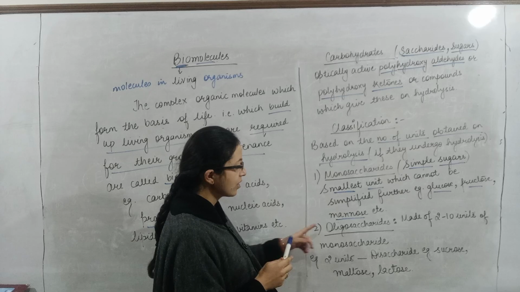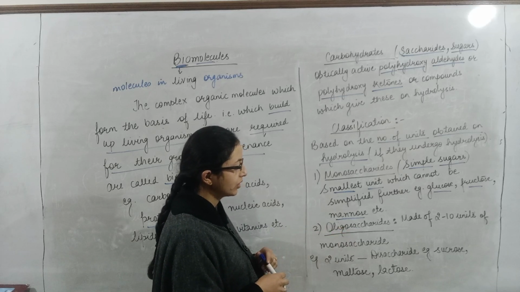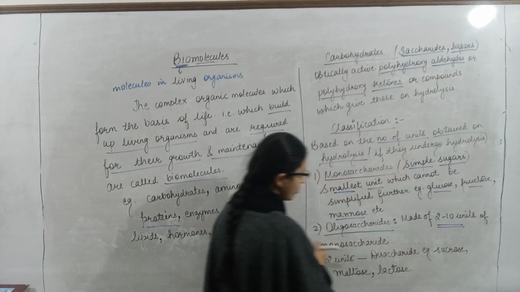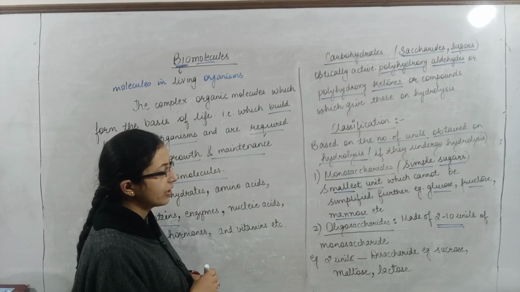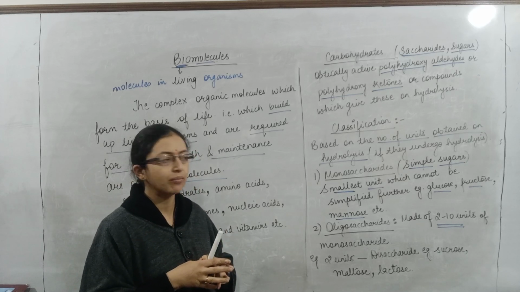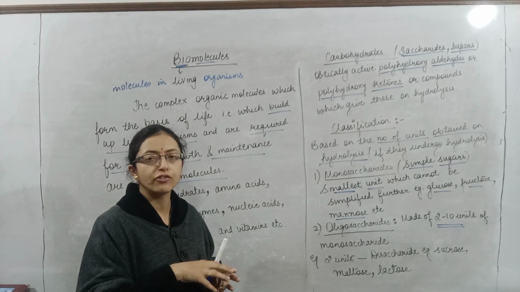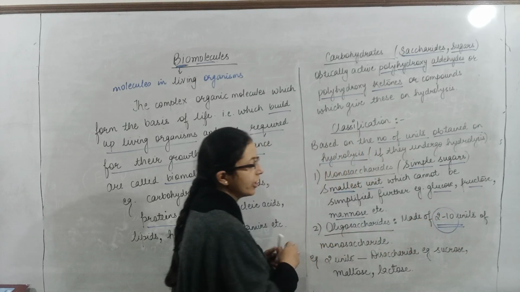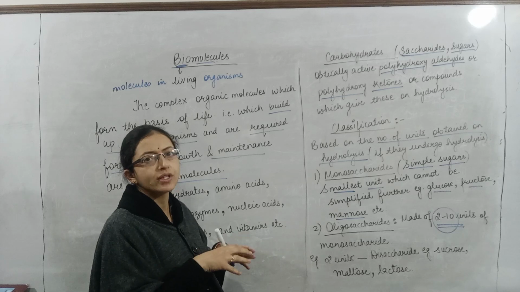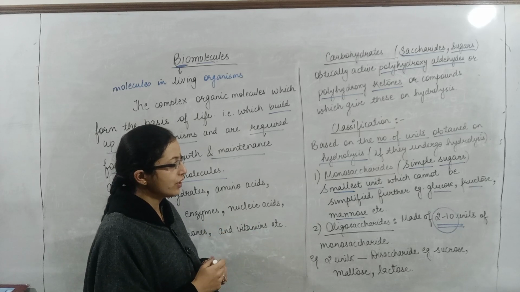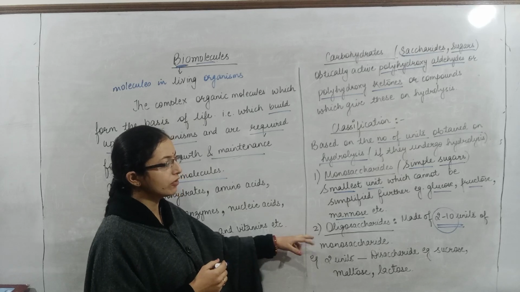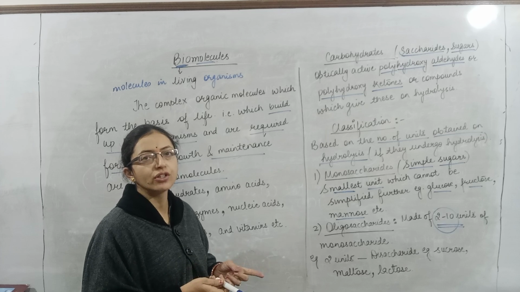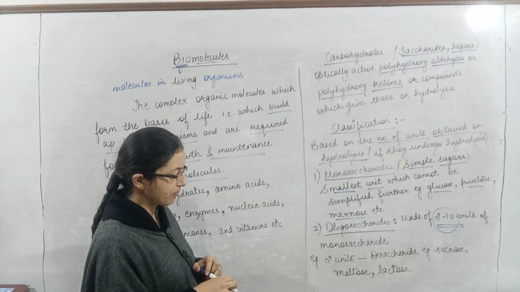Then the second type is oligosaccharides. Now these are made up of 2 to 10 units of monosaccharide. ठीक है? And because they are made up of 2 to 10 monosaccharide units, when hydrolyzed, they will break down, giving 2 to 10 units of monosaccharide units. Right? जितने यूनिट से बना होता है हाइड्रोलिसिस पे उतना ही यूनिट्स में ब्रेक हो जाता है. So generally these oligosaccharides are made up of 2 to 10 units. So on hydrolysis they will break down, giving 2 to 10 units of monosaccharide.